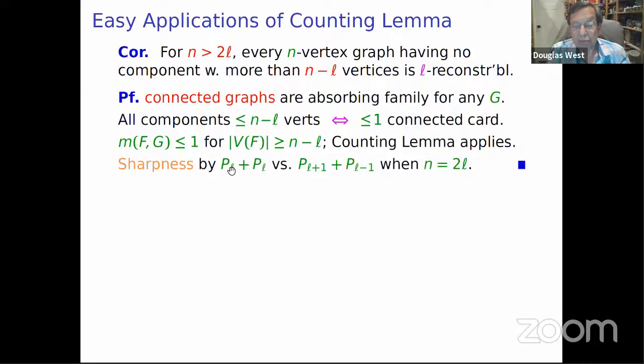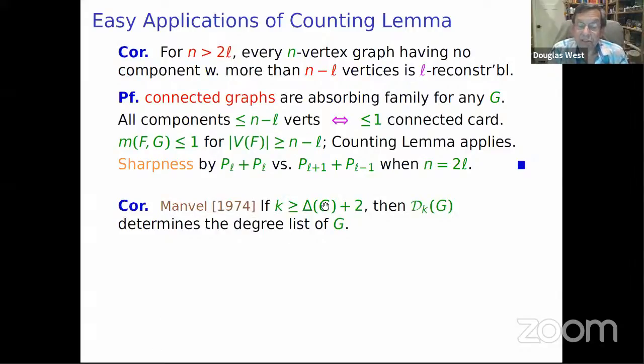The result is sharp because if you take the path with L vertices, take two copies of it and compare it with this graph, well, again, the result that I told you about on maximum degree two says that these two graphs have the same L deck. And so therefore this graph is not L reconstructible even though the number of vertices is equal to 2L and the components have N minus L vertices.